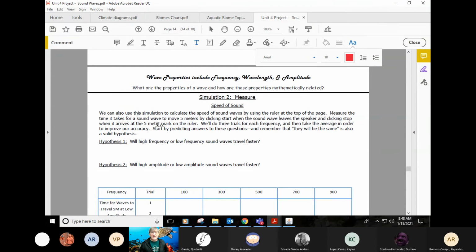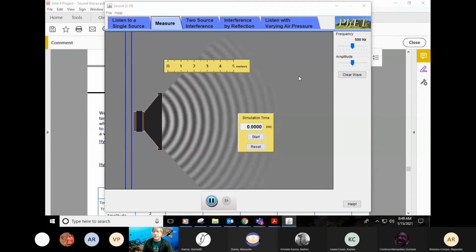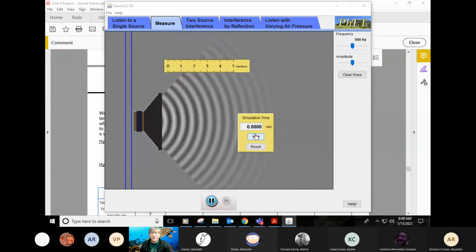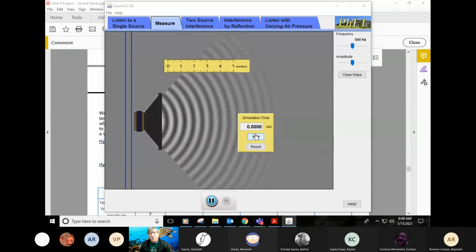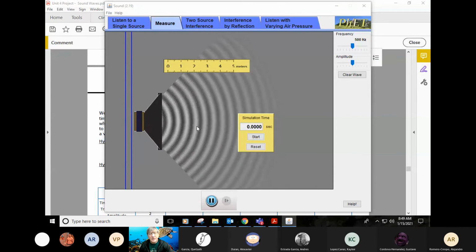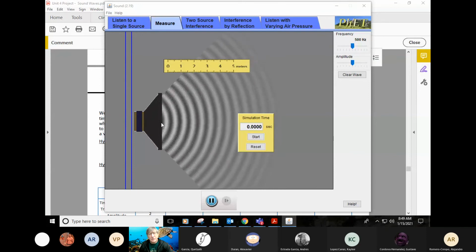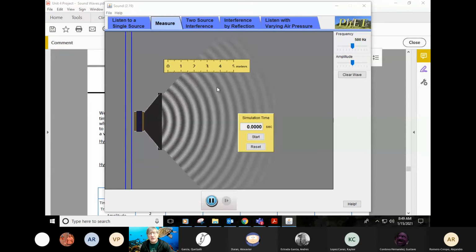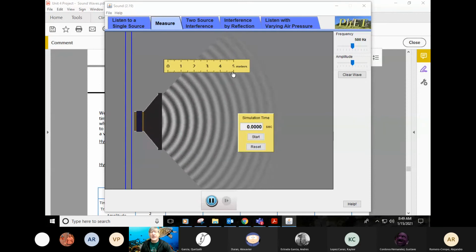Measure the time it takes for a sound wave to move 5 meters by clicking start when the sound wave leaves the speaker and clicking stop when it arrives at the 5 meter mark on the ruler. So this is what we're going to do. For different frequencies, I'm going to click start and stop. And basically at the same time, I'm going to be watching one of these waves. So for instance, I would click start, follow this wave until it hits the stop.